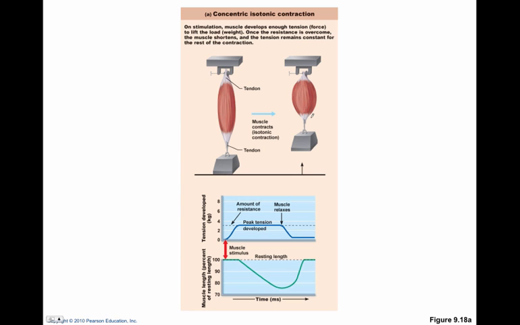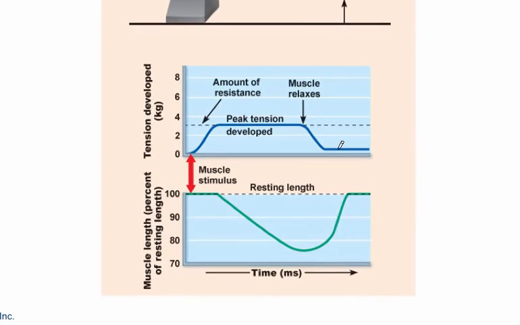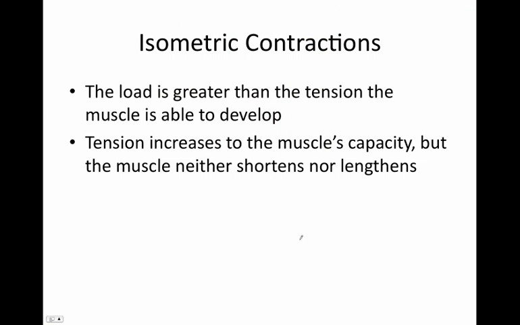We do this quite a lot whenever we pick anything up. And looking at this stimulus here, where we have that certain amount of tetany, where then we relax the muscle and release the weight. Within isometric contractions, the load is greater than the tension the muscle is able to develop, and so we're not going to be able to overcome the load that we're trying to lift, and tension increases to the muscle's capacity, but the muscle neither shortens nor lengthens.